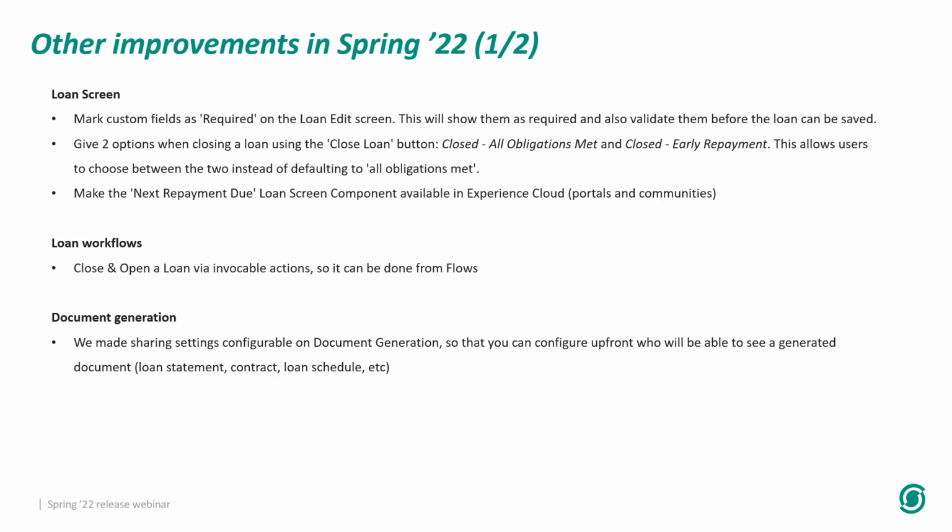On the area of loan workflows, we already mentioned that you can lock and unlock a loan via invocable actions via flow, but you can also now close or open a loan via invocable actions. So you can incorporate the closure or the reopening of a loan in your custom automation. For document generation, we made sharing settings configurable so that you can configure upfront who will be able to see a generated document. So for instance, will your clients be able to see it or not?